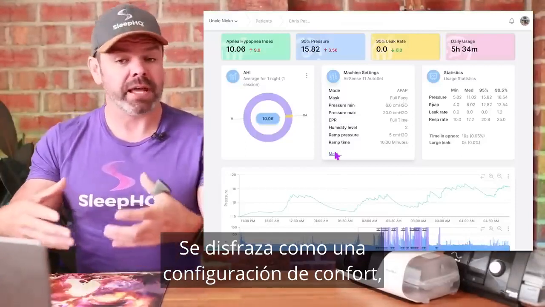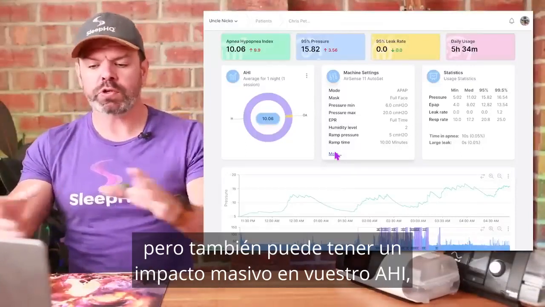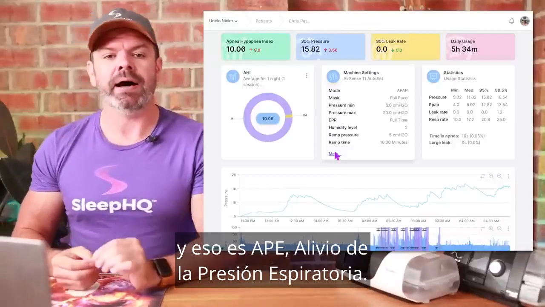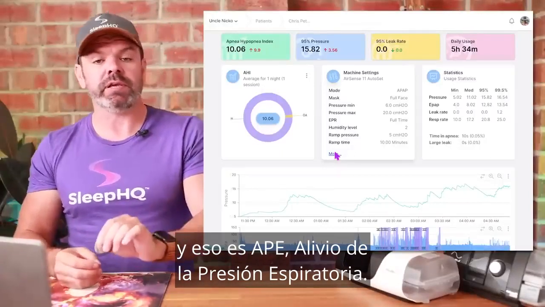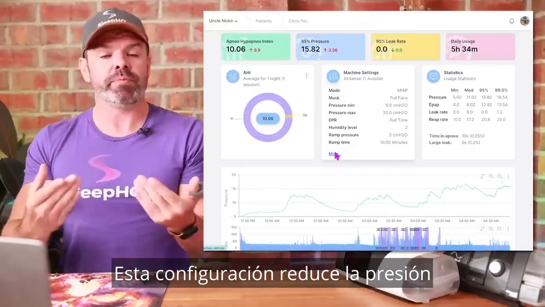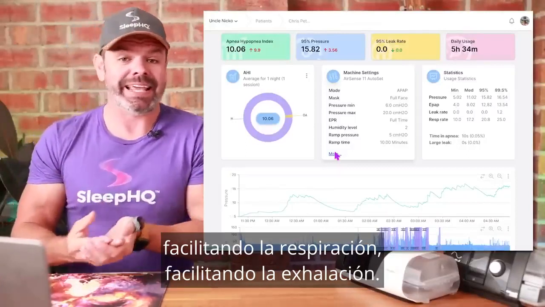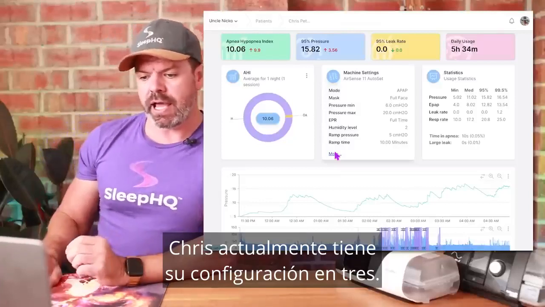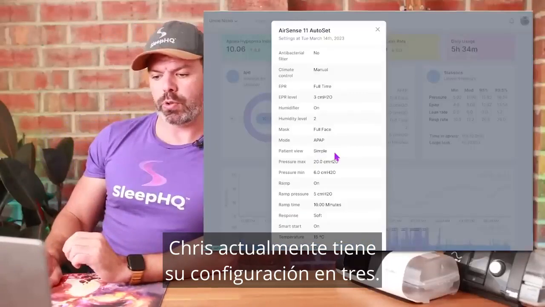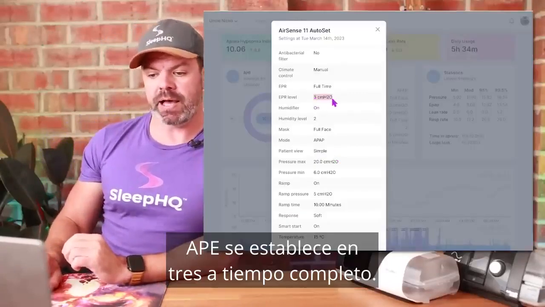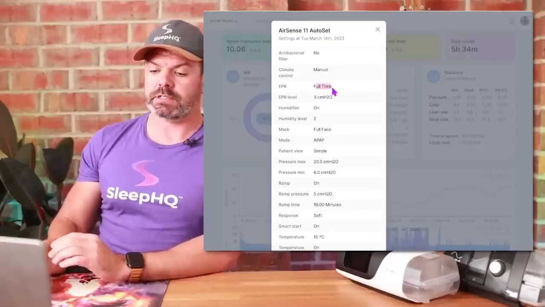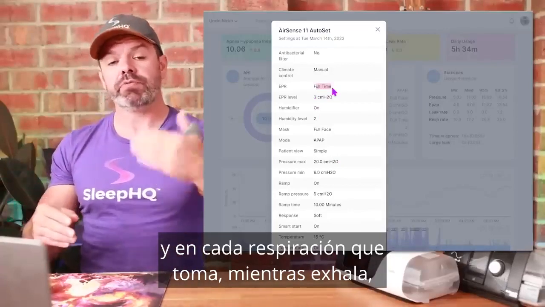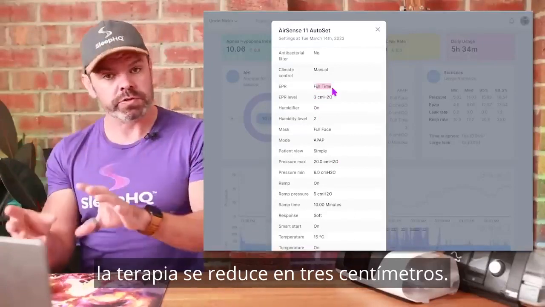Now, I also want to briefly touch on another setting. It masquerades as a comfort setting, and it is a comfort setting, but it also can have a massive impact on your AHI, and that's EPR, expiratory pressure relief. This setting drops the therapy pressure as you exhale, making it easier to breathe out. Now, Chris currently has his setting on 3. EPR set to 3 full time. So EPR is running full time, and every breath he takes, as he breathes out, the therapy is reduced by 3 centimeters.